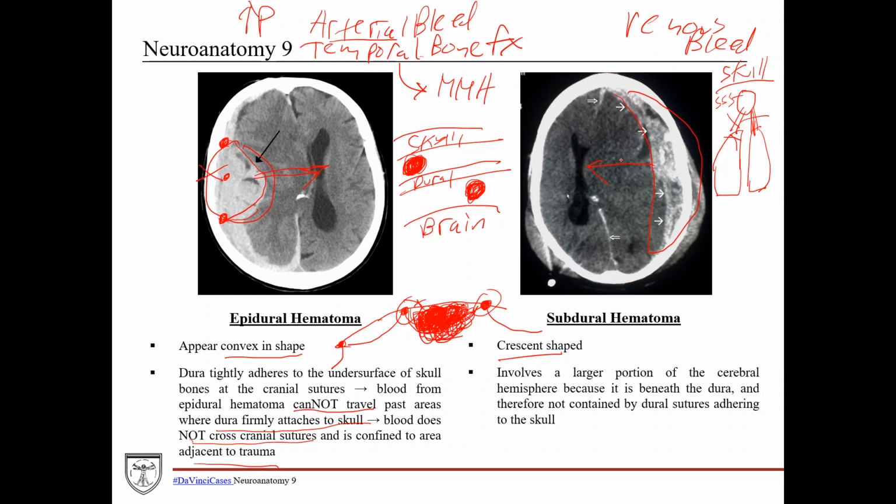The way you deal with both of these is you do an emergent craniotomy, and then you take off the skull plate here, and then you surgically drain the hematoma in either case.